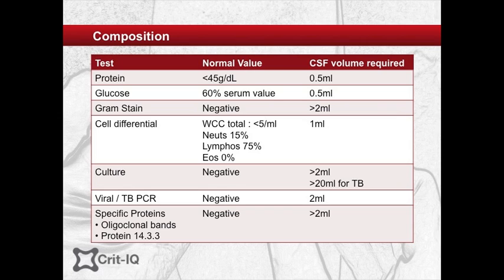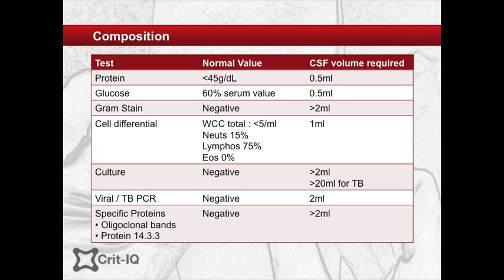Specific proteins can also be looked for in the CSF. Oligoclonal IgG bands in the CSF, but not serum, indicate an inflammatory response in the CNS. Although these have become synonymous with multiple sclerosis, they are actually non-specific.